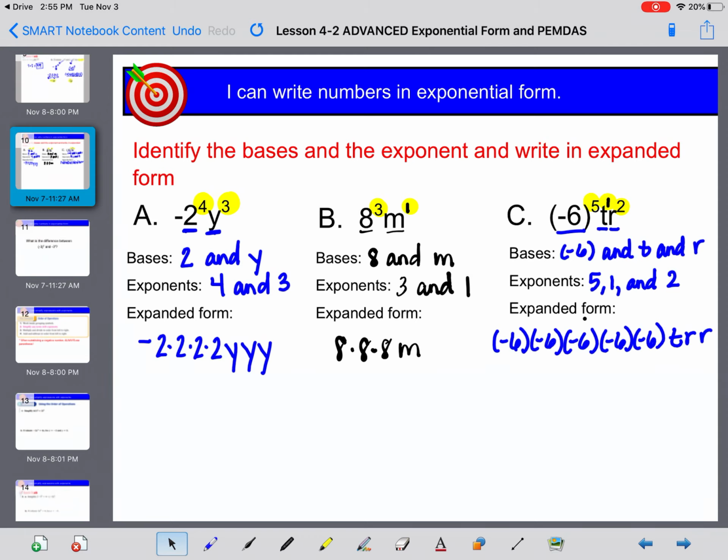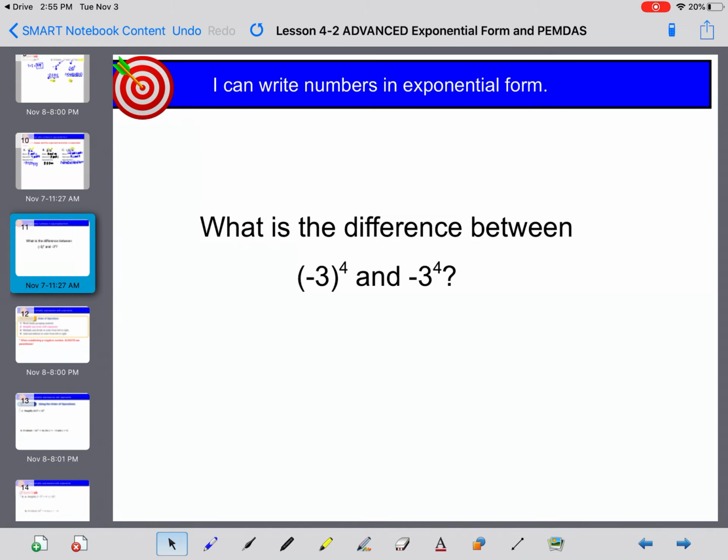Okay, make sure you've got a good understanding of that, and let's go on. What is the difference between negative 3 to the 4th power and negative 3 to the 4th power without the parentheses? Pause the video and write each of these in expanded form, and then compare the answer that you get. All right, here we go.